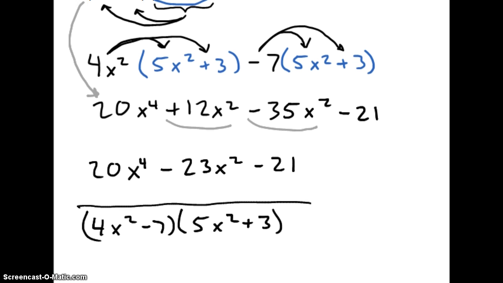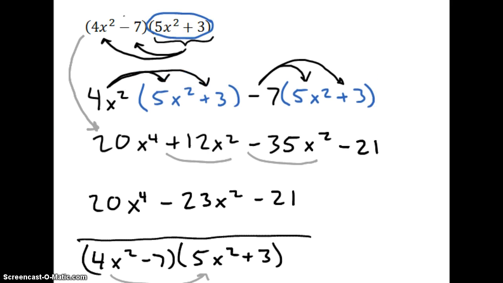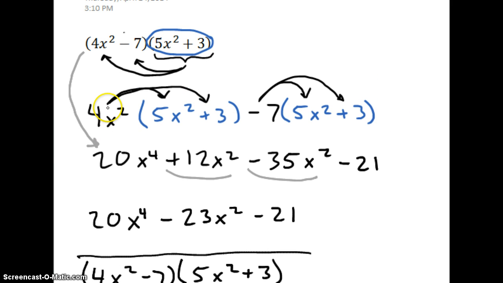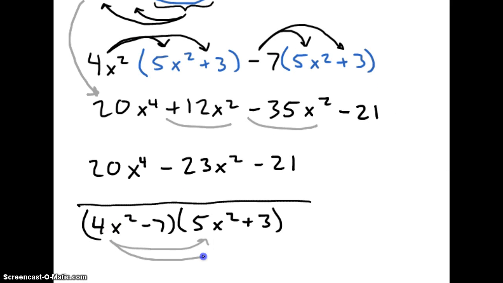So I'm going to take this 4x squared and multiply it by this 5x squared. And then the next thing that I did was I took this 4x squared and multiplied it by 3. So I took this first term and multiplied it by each term in the second binomial. In this first binomial I took the first term and multiplied it by every term of the second binomial. And then I took negative 7 and distributed it to this 5x squared, negative 7 times 5x squared.